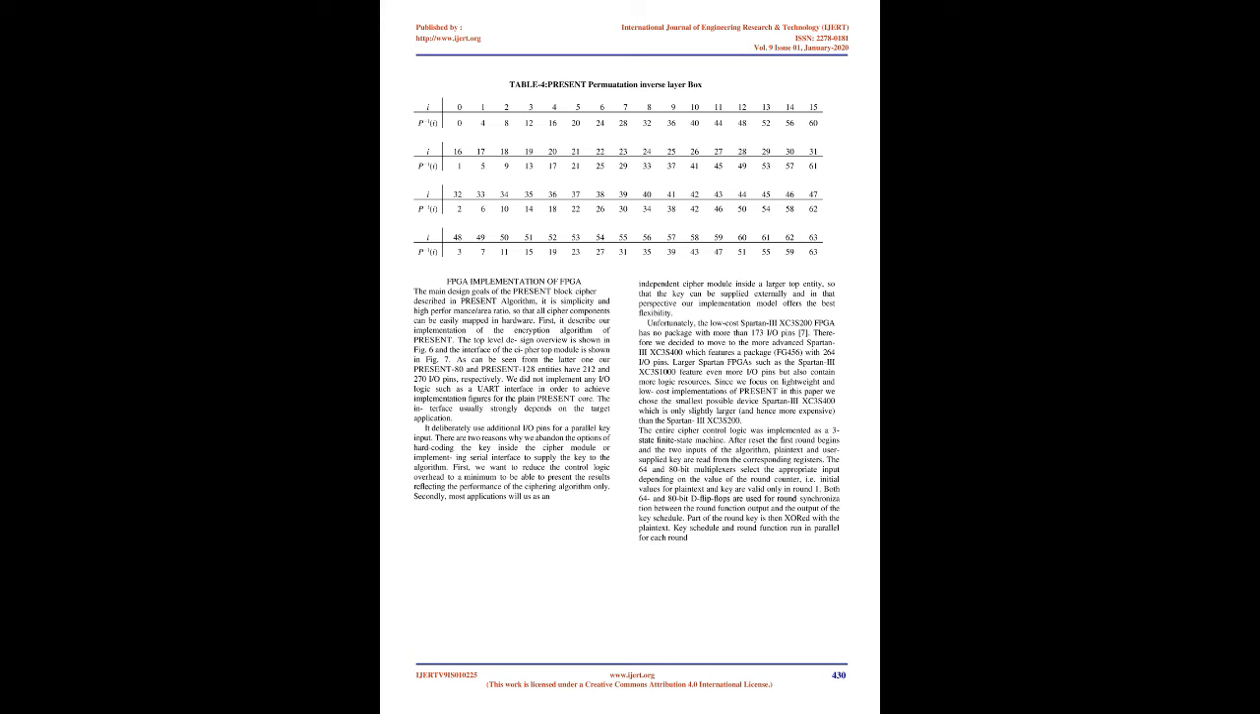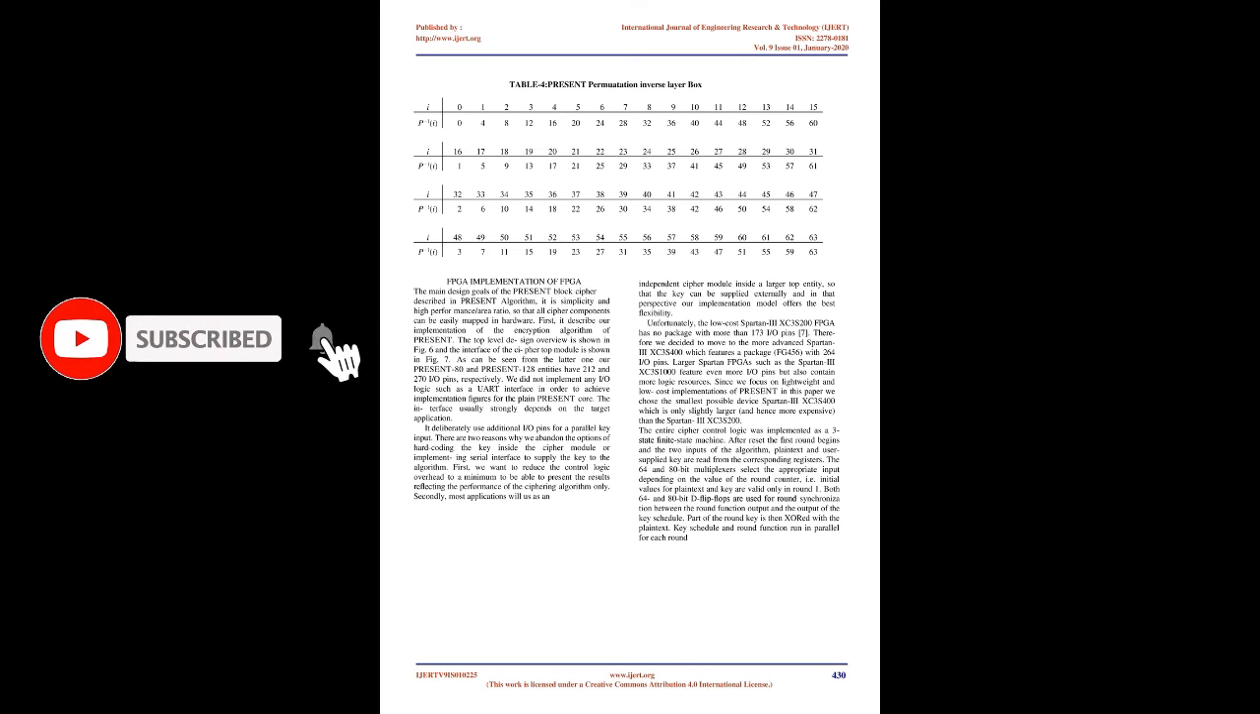Unfortunately, the low-cost Spartan 3 XC3S200 FPGA has no package with more than 173 I/O pins. Therefore we decided to move to the more advanced Spartan 3 XC3S400, which features a package, FG456, with 264 I/O pins. Larger Spartan FPGAs such as the Spartan 3 XC3S1000 feature even more I/O pins but also contain more logic resources. Since we focus on lightweight and low-cost implementations of PRESENT in this paper, we chose the smallest possible device, Spartan 3 XC3S400, which is only slightly larger, and hence more expensive, than the Spartan 3 XC3S200.